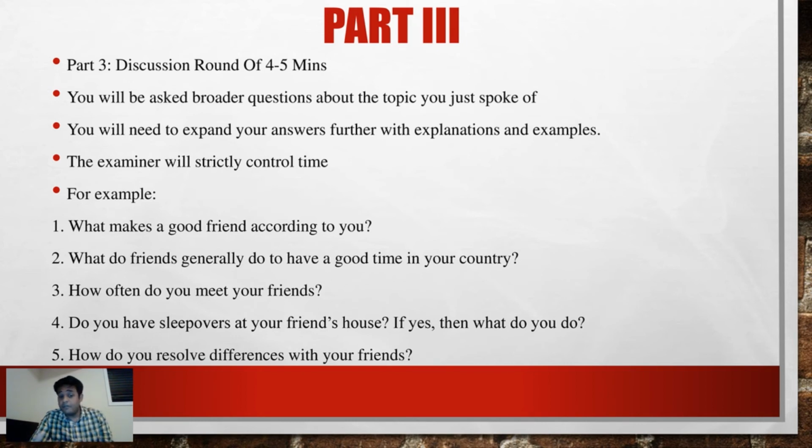Do you have sleepovers at your friend's house? If yes, then what do you do? How do you resolve differences with your friends? So these are all the questions that come in part three. As you can see, they are very descriptive in nature. You have to describe them, and stretch as much as you can. For 4 to 5 minutes, I would say a good 30, 40 seconds for each answer would suffice.